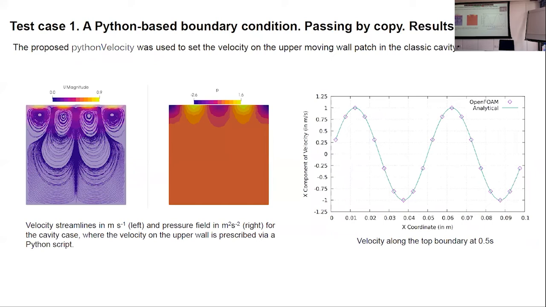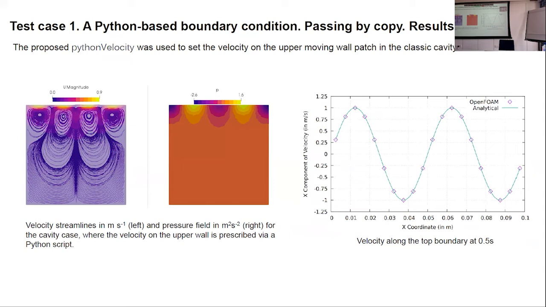On your left hand side, you can see the result for the velocity and pressure magnitude fields. Clearly, the sinusoidal equation was implemented on the boundary. And on the right hand side, you can see the results for the velocity along the top boundary at the final time. You can compare the one we implemented with the analytical one. It's basically a really good agreement.